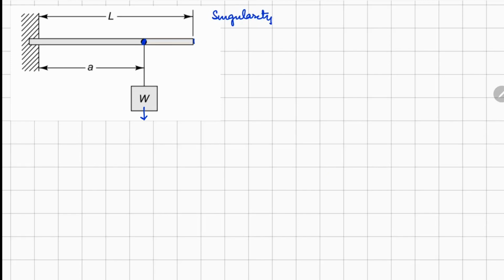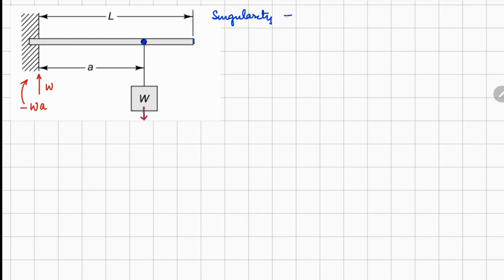So if you look at the support here, this is a cantilever beam, so there will be a reaction here, which will be equal to this force W, and there will be this moment here balancing the moment coming from that W force. So the value for this is minus WA.